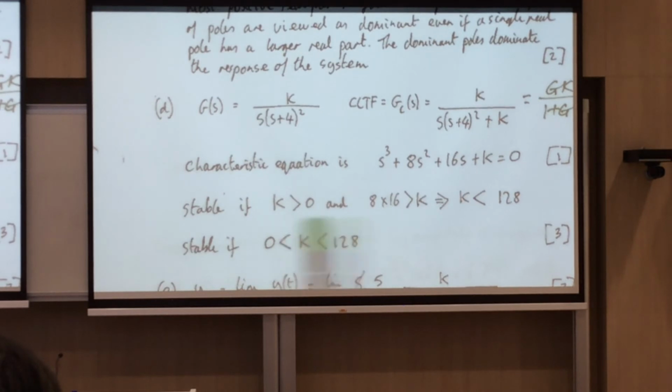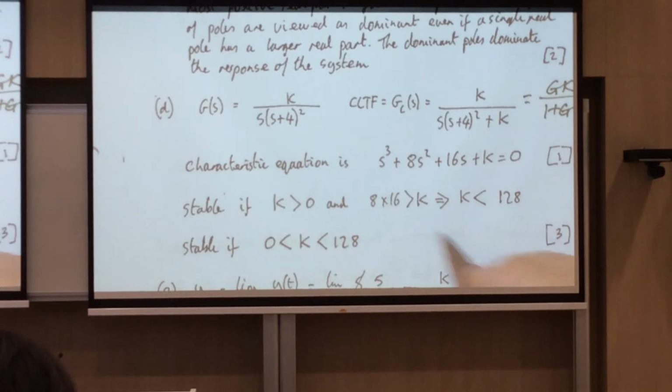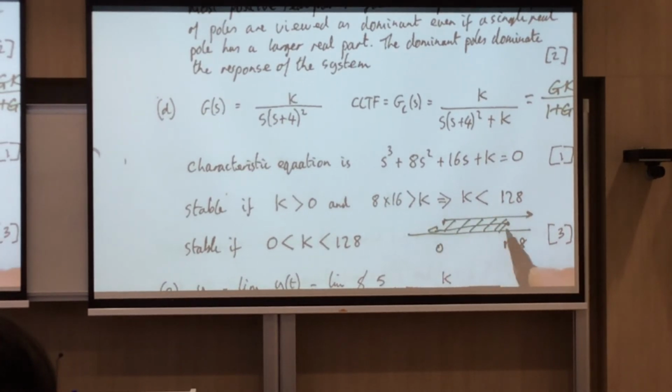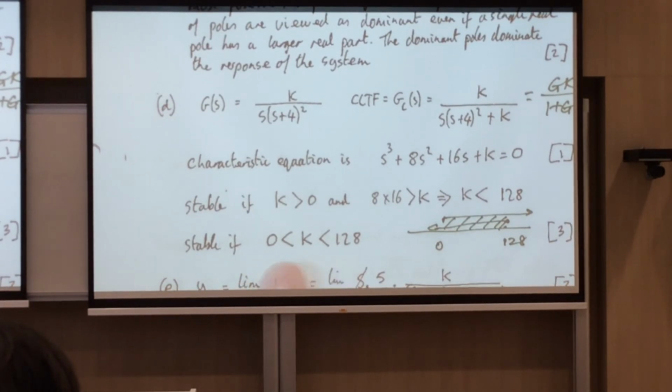Combine these two conditions. If you want, you can draw a line and say this is 0, this is 1 over 8. Bigger than 0, smaller than 1 over 8, what's the common area to satisfy both inequalities? So the answer is K from 0 to 1 over 8. So this is the final answer.